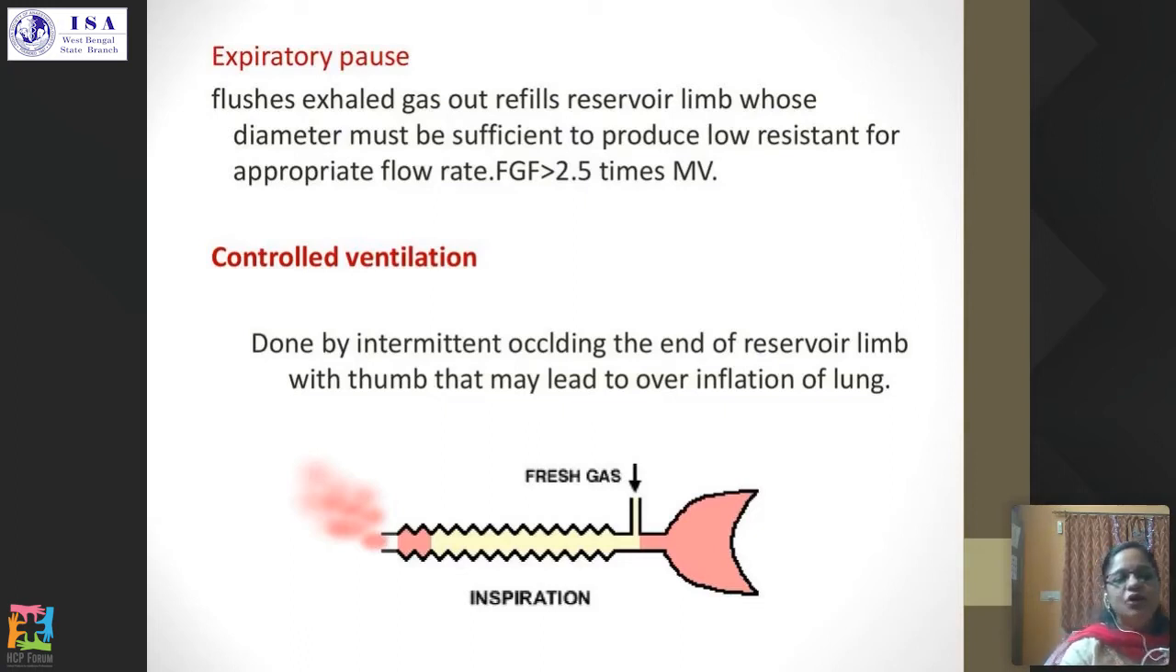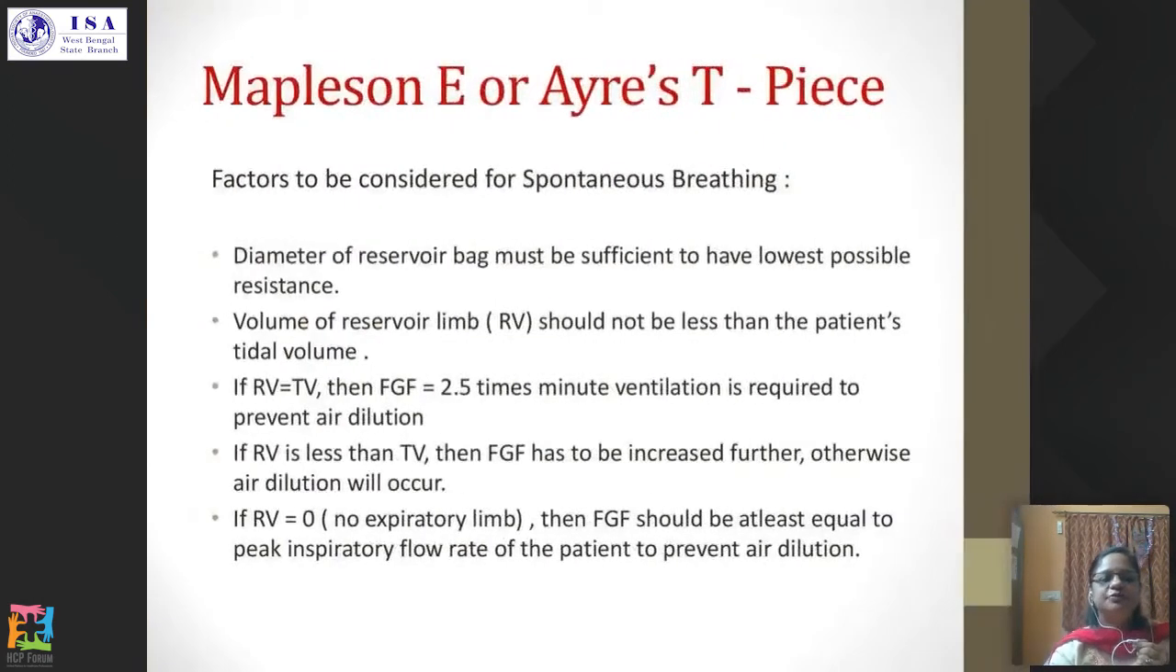And during controlled ventilation, it is done by intermittently occluding the end of the reservoir. As there is no bag placed here in the Mapleson E system, we have to occlude this part of the reservoir limb with the thumb. That may lead to over inflation of the lung, so the chance of barotrauma is much more. So there came a modification, that is Mapleson E or Ayre's T-piece.